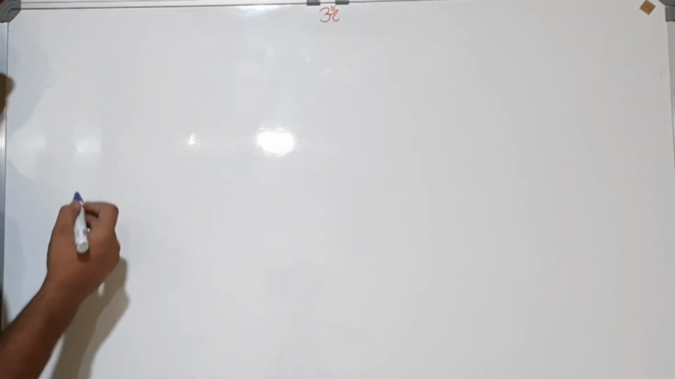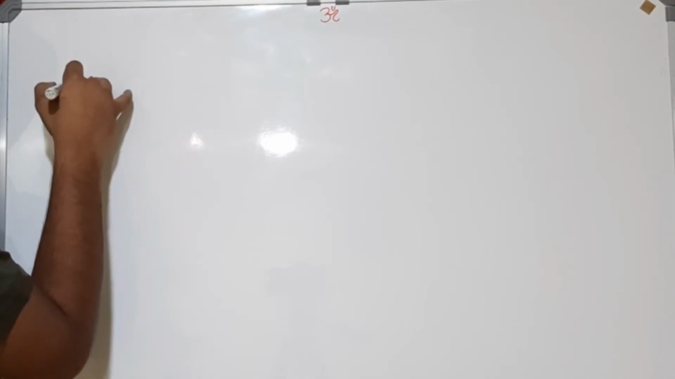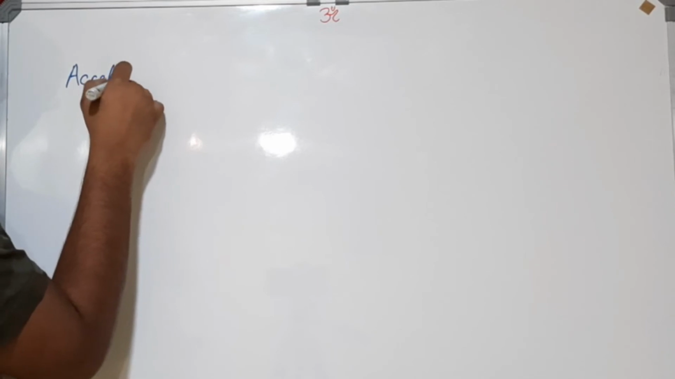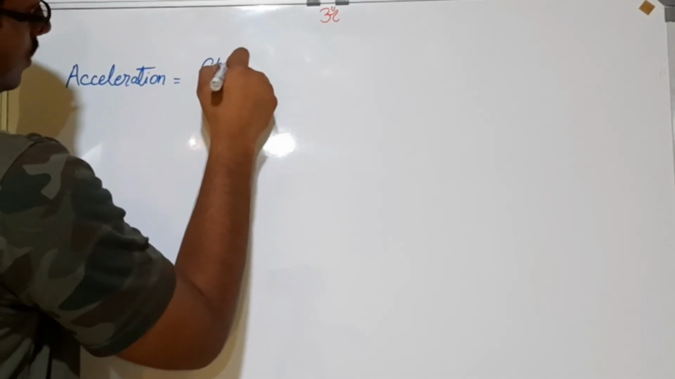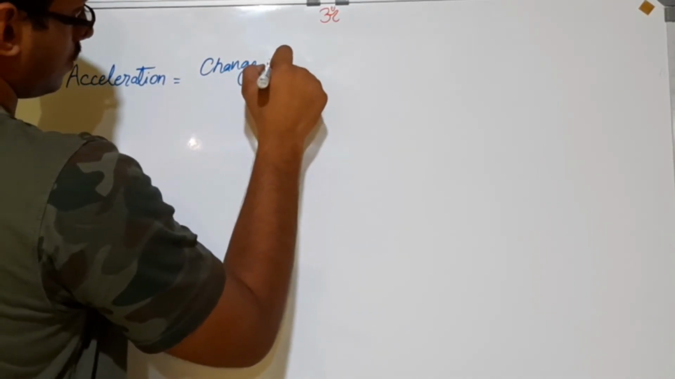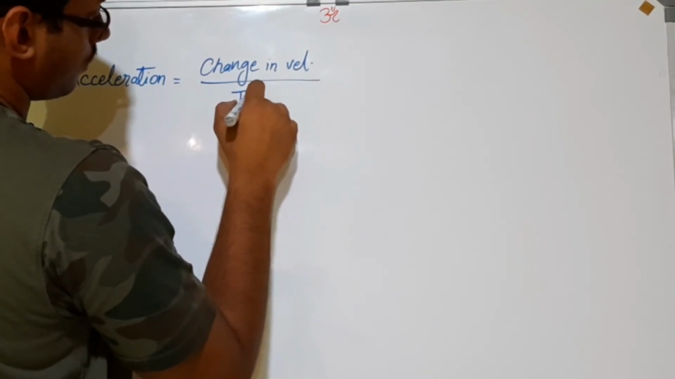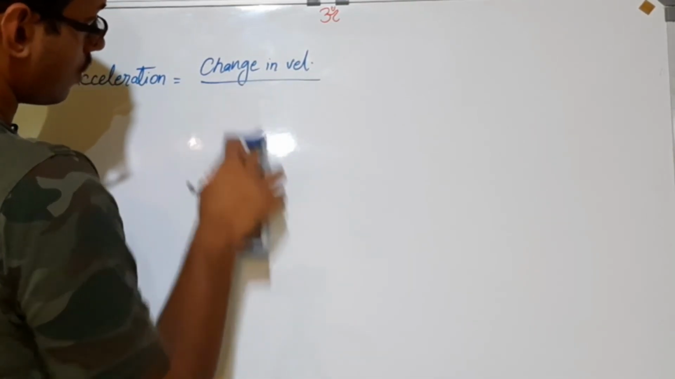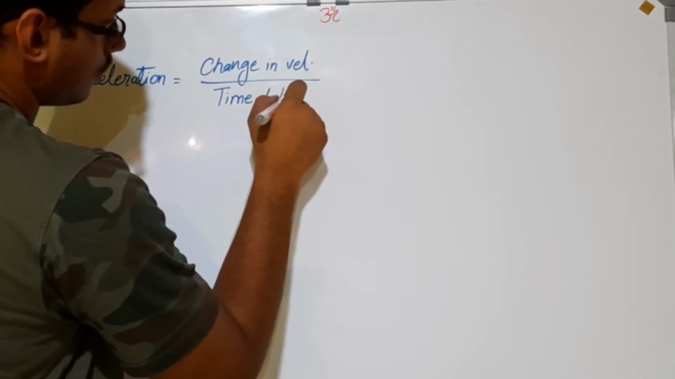Let's check out the units. Okay, so in the last lecture you have seen what velocity is and its units also. So first of all, let me write the formula. Acceleration is equal to change in velocity, I am writing it in short, by time taken.